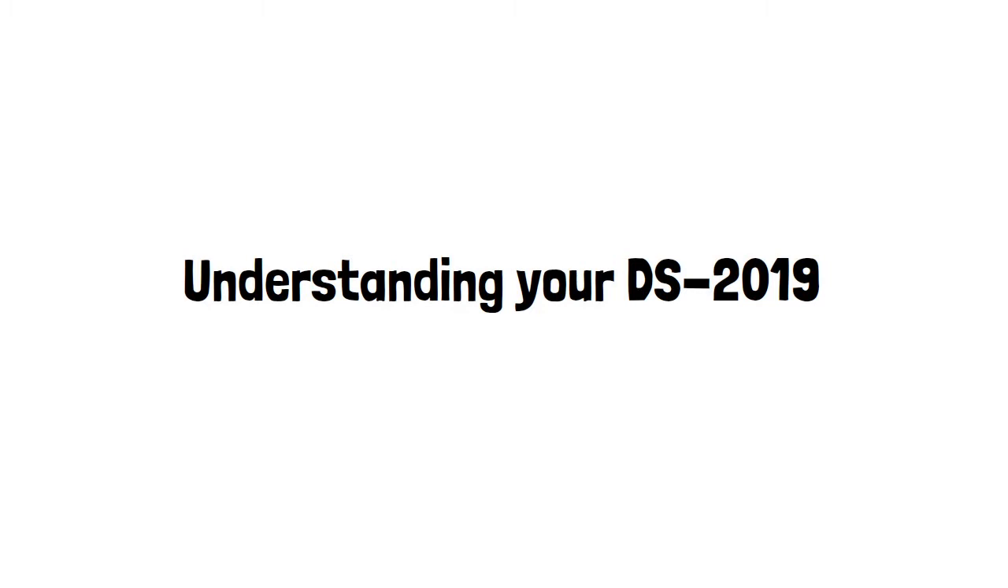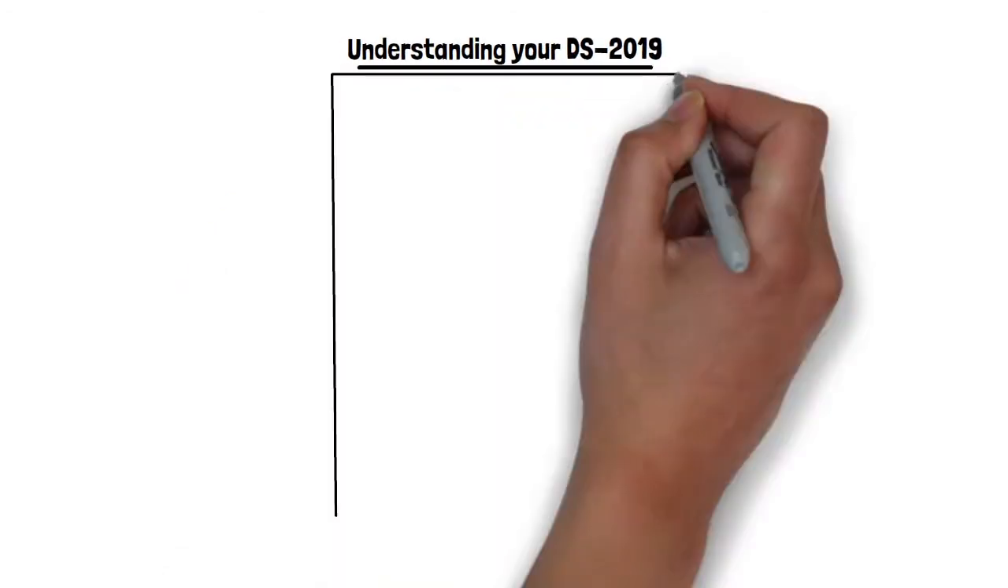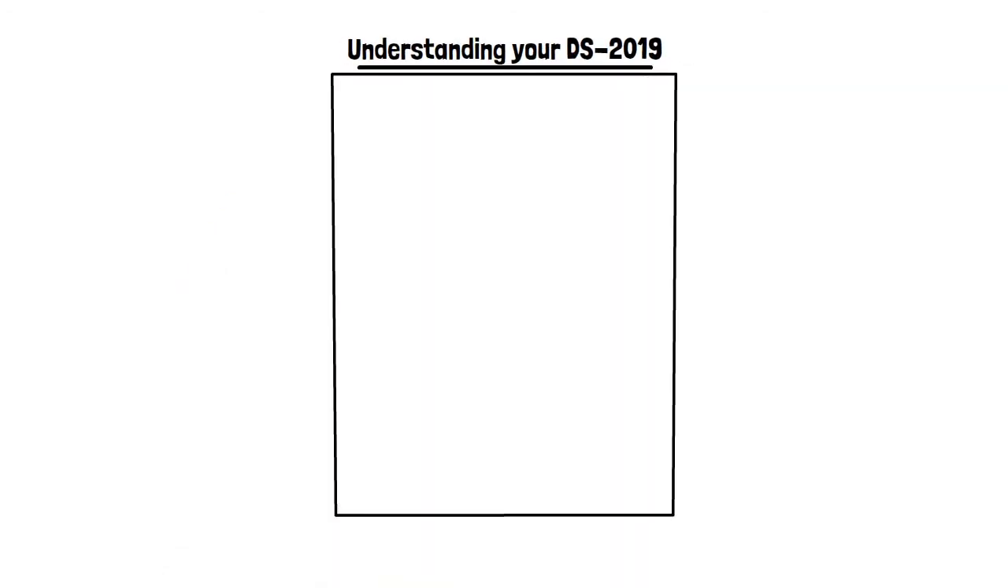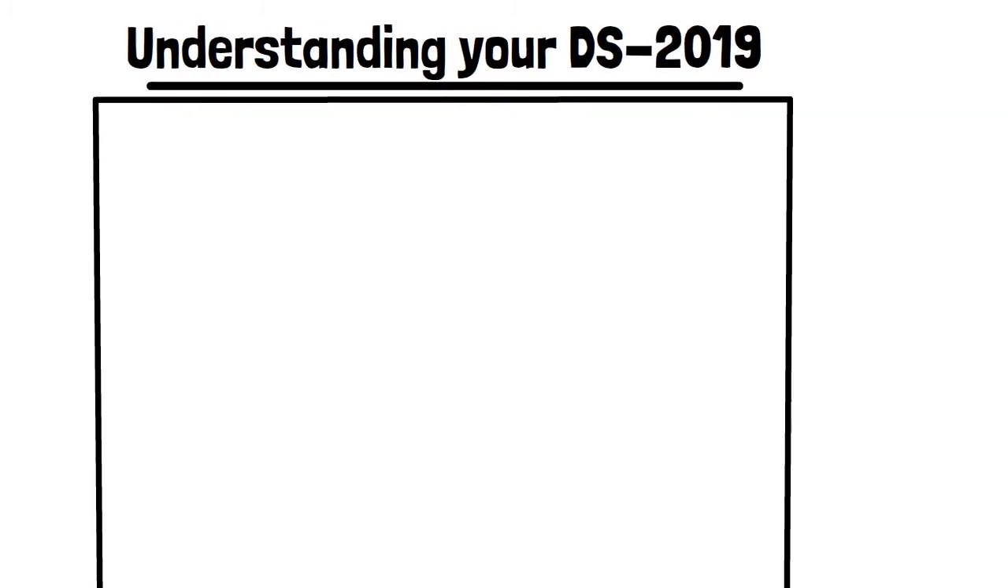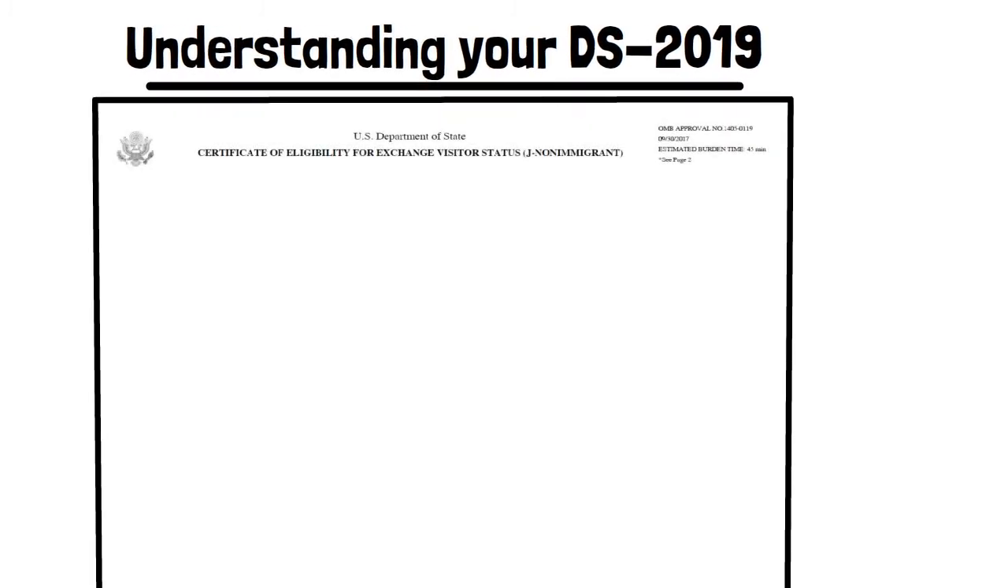As a J-1 exchange visitor, your immigration status is your responsibility to maintain, so it's important that you understand your immigration documents, especially your Form DS-2019. Let's go over some important parts of the document so that when you receive your DS-2019, you can verify the information is correct. If you already have yours, grab it and let's get started.